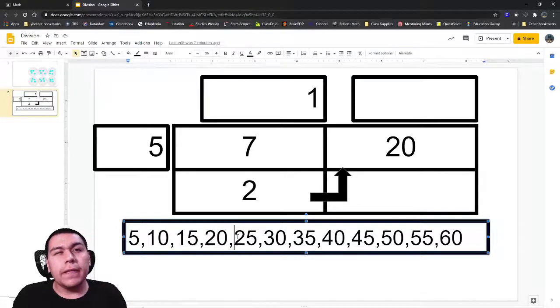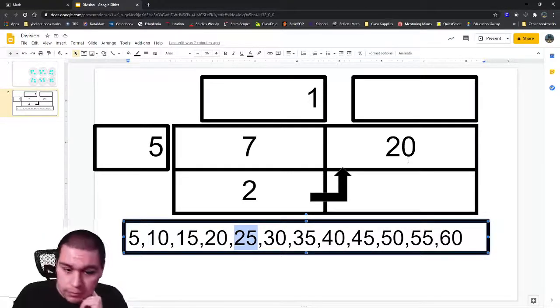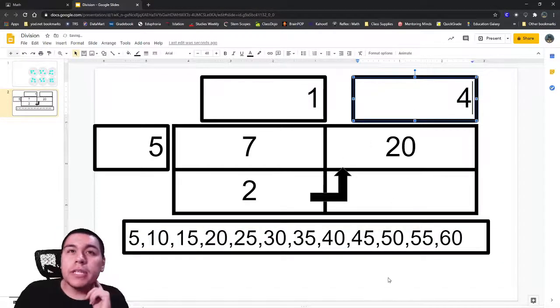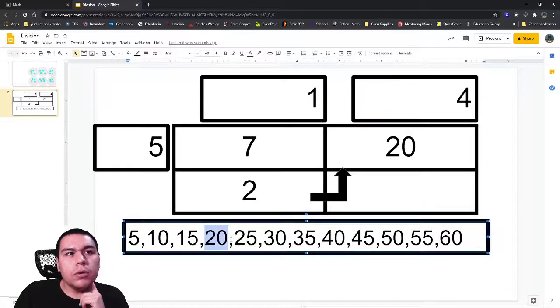All right, Violet. If I give every group 5, I would need 25. Do I have enough for that? No, I don't. I would run out before then. So I can only give every group 1, 2, 3, 4. So every group could get 4. And if I give them 4, 1, 2, 3, 4, that means I need how many, Violet?